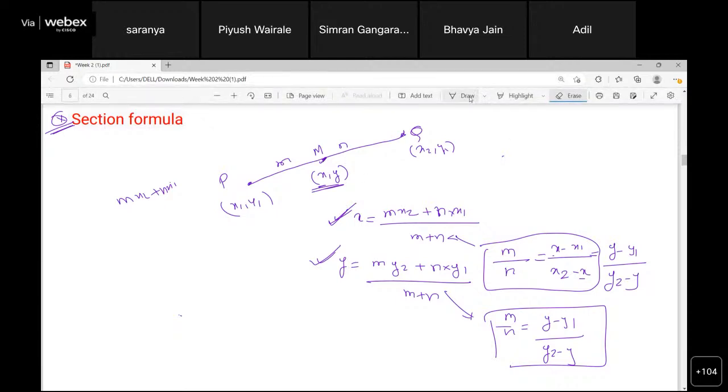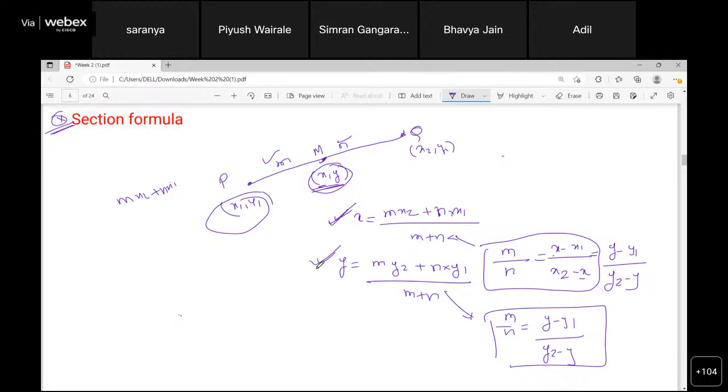If you are given only x comma y, the coordinates will be given to us. Either P will be given, or m, n and x, y will be given. Any one of these can be unknown. If m, n, x, y are given, you have to find x1 comma y1. Any one can be unknown, and you have to find its value.